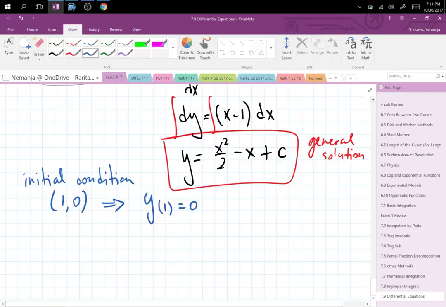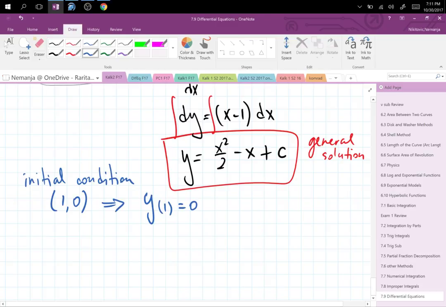We can plug that into our general solution, and we can calculate C. What are the three variables that you have? It's y, x, and C. And I'm giving you an x and a y. You're left with one unknown, and you can compute that C.